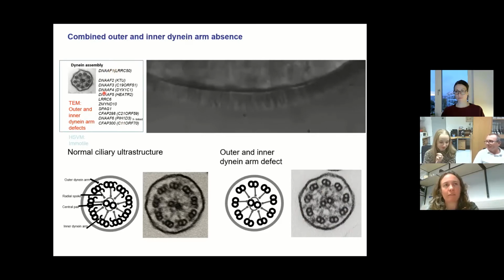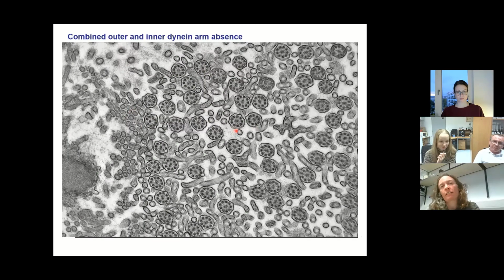So this is a list of all of the genes we know that cause this kind of defect to date. So what we're seeing, and I think this is important for later, what we're seeing with the absence of outer and inner dynein arms is the effect of these assembly proteins being absent. And I thought I'd just include for all of these defects a few more examples.